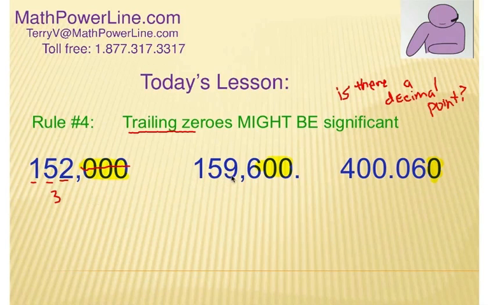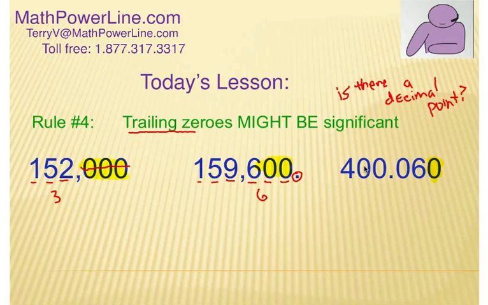This number, 159,600, does have a decimal point. Because it has a decimal point, we have to assume that something was measured to that exact unit place right there. So we do count those zeros and, of course, all these other digits. So we're going to have 6 significant digits in that number because of the decimal point on the trailing zeros.